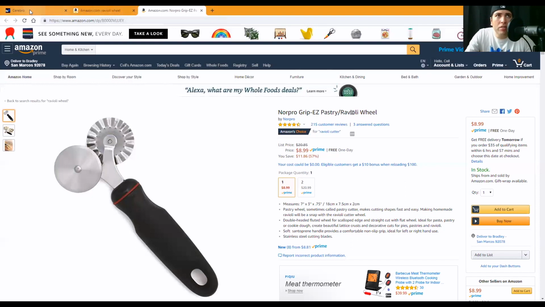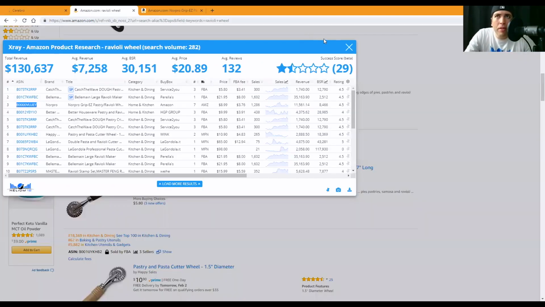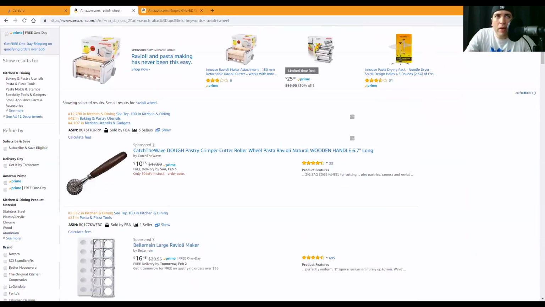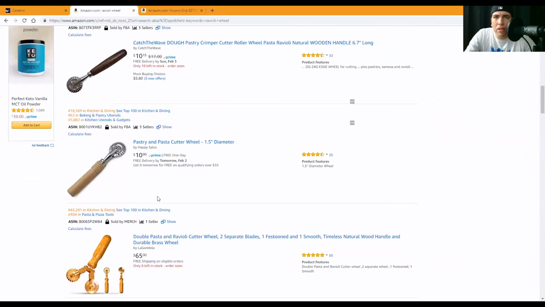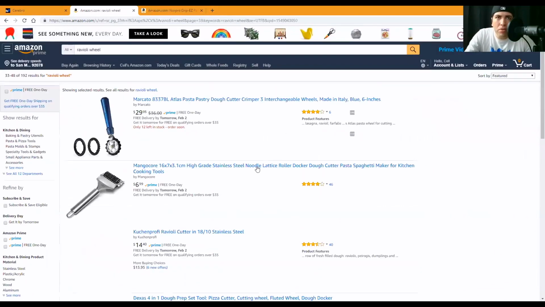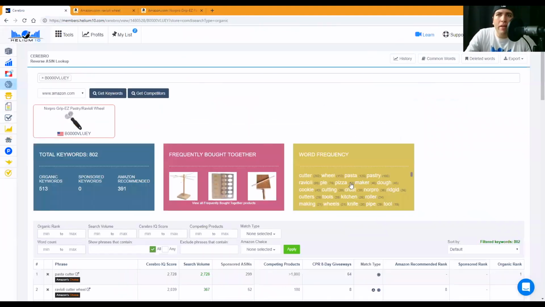So I just entered it into Cerebro. What happens when I do this is Cerebro is going to go out and find all of the keywords that this product is ranking for in the top 306 positions. What does top 306 positions mean? For example, I just typed in ravioli wheel, and this is position 1, 2, 3, 4, 5, going on. Then there are many pages here, so this is page 3, maybe position 60, 61, 62, etc. So this is going out and finding all of the keywords.